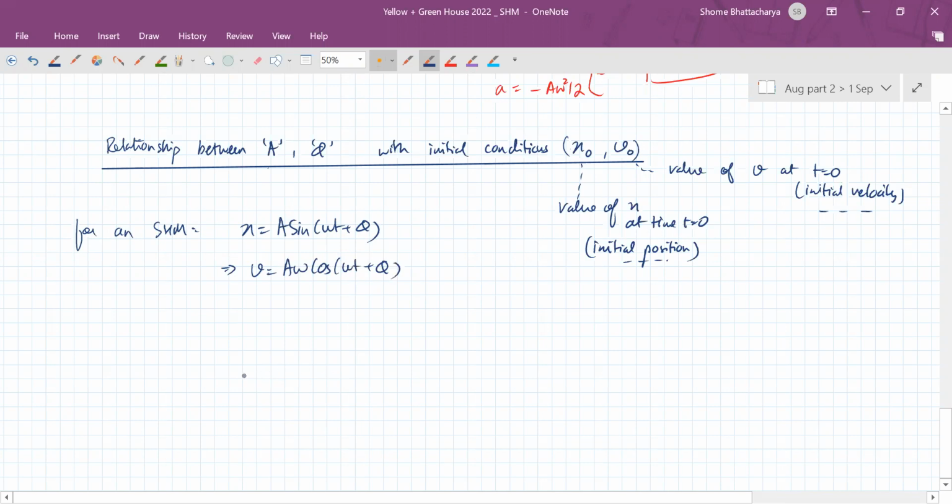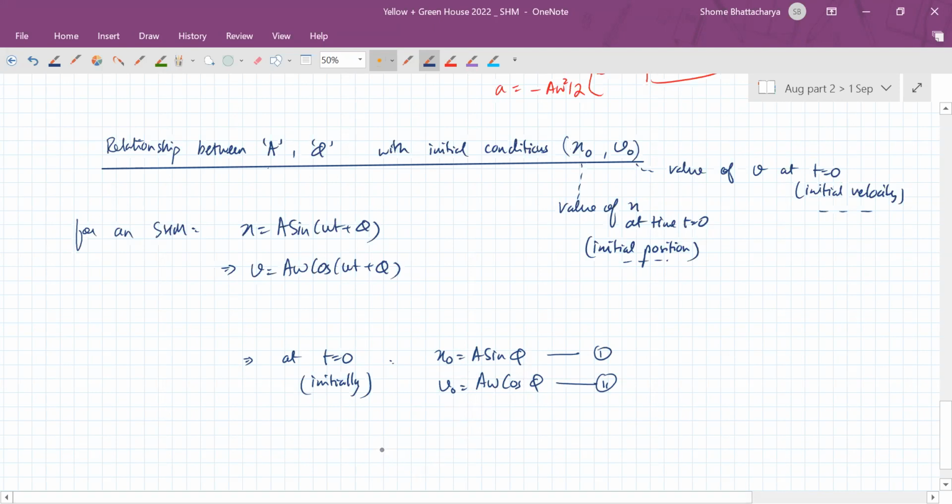According to these above equations, at time t equal to 0, that is initially, the position should be a sine phi. If you just substitute t as 0, and in the velocity equation as well, it is a omega cos phi. So this is showing you that there's a relationship between amplitude and x0 and v0, and a relation with the phase constant.